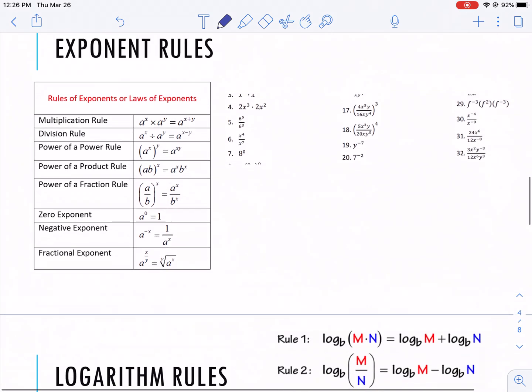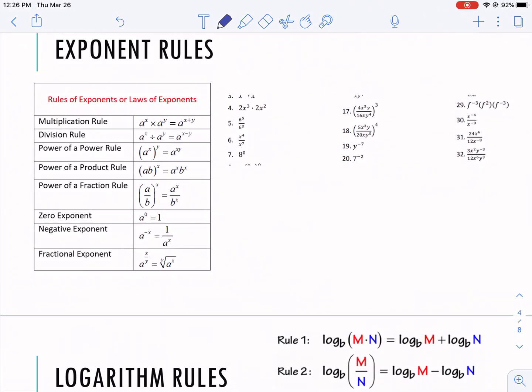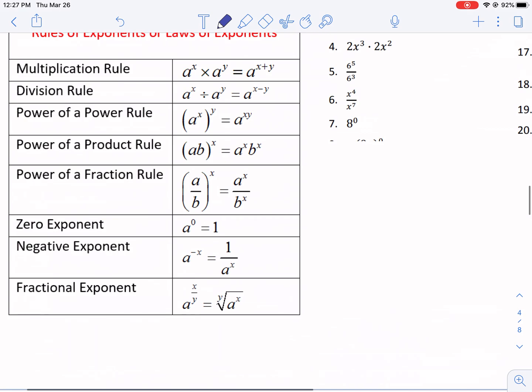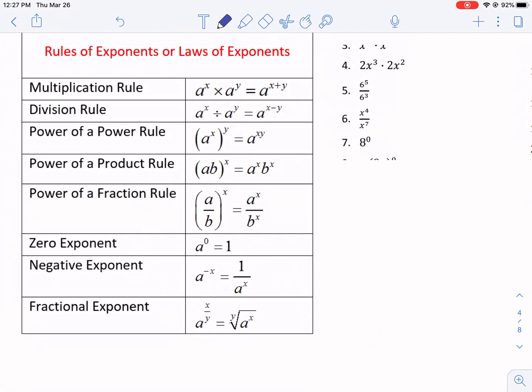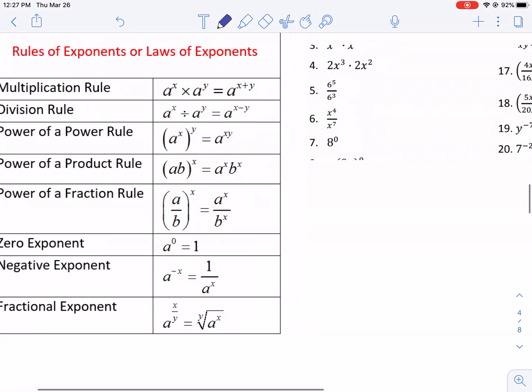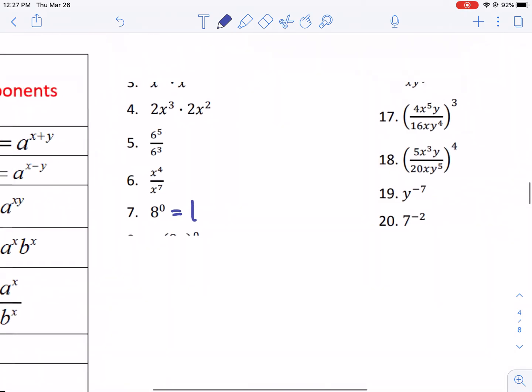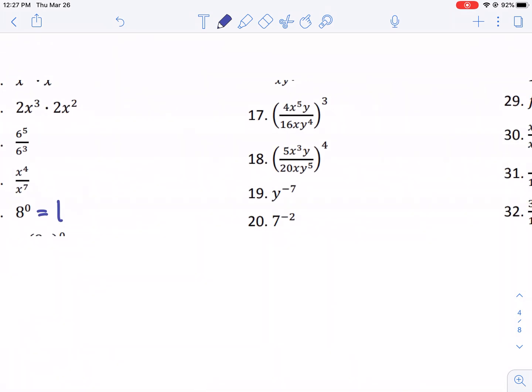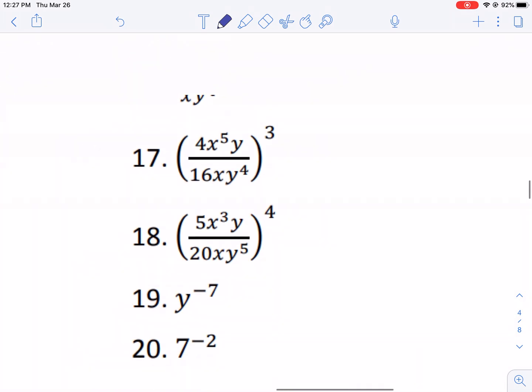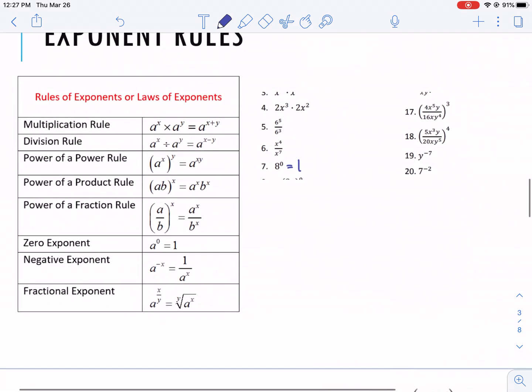So I am not going to do all of these examples, but it's good to quickly remember exponent rules. We've got multiplication, division, power, all this fun stuff. So why I want to quickly review this, for instance, obviously 8 to the power 0 is 1. This is just a good habit to have. So for instance, if we had something here where it was 4x to the 5th y over 16x y to the 4th, to the power of 3, you could go about reducing this and simplifying it in a multitude of ways.